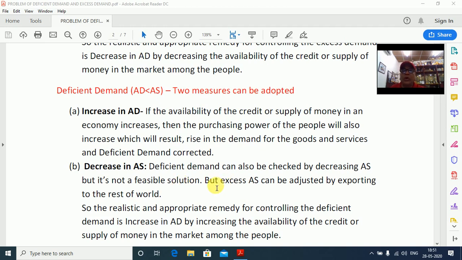What can you do about the excess aggregate supply? Whatever excess of aggregate supply there is can be adjusted by exporting to the rest of the world. Suppose you have a total flow of goods and services of 100 crore and the demand for goods and services is 75 crore. So what is the excess flow of goods and services? 25 crore. That 25 crore of goods and services you can adjust by exporting to the rest of the world. But again, exports don't depend upon your wish. Exports depend upon whether the rest of the world has demand for your goods and services or not.